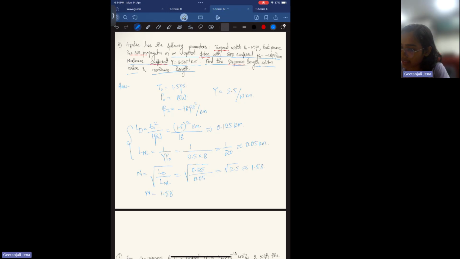Here we can see the soliton order is greater than 1. That means it is no longer a fundamental soliton. It corresponds to a higher order soliton when N is greater than 1. For this type of soliton, we'll see a periodic reshaping of the pulse when it propagates through the fiber.